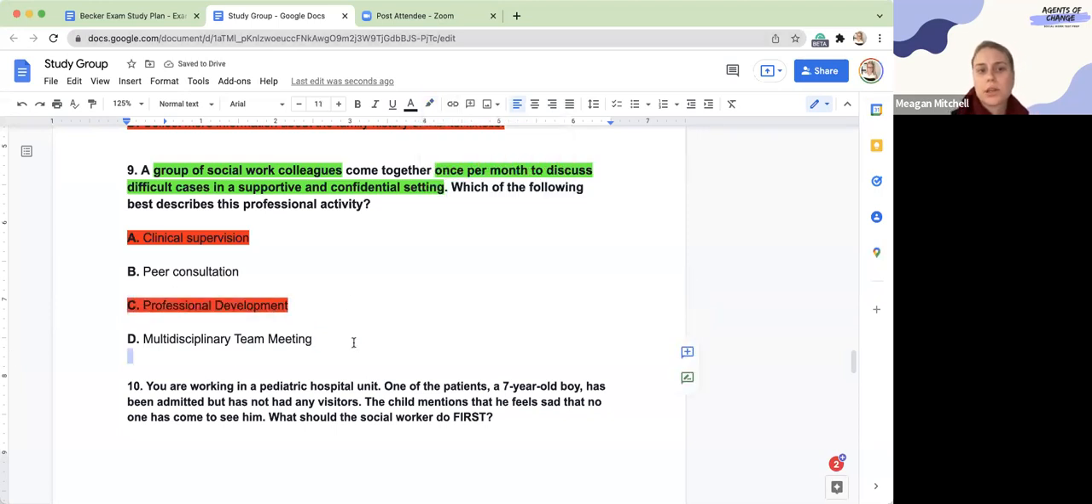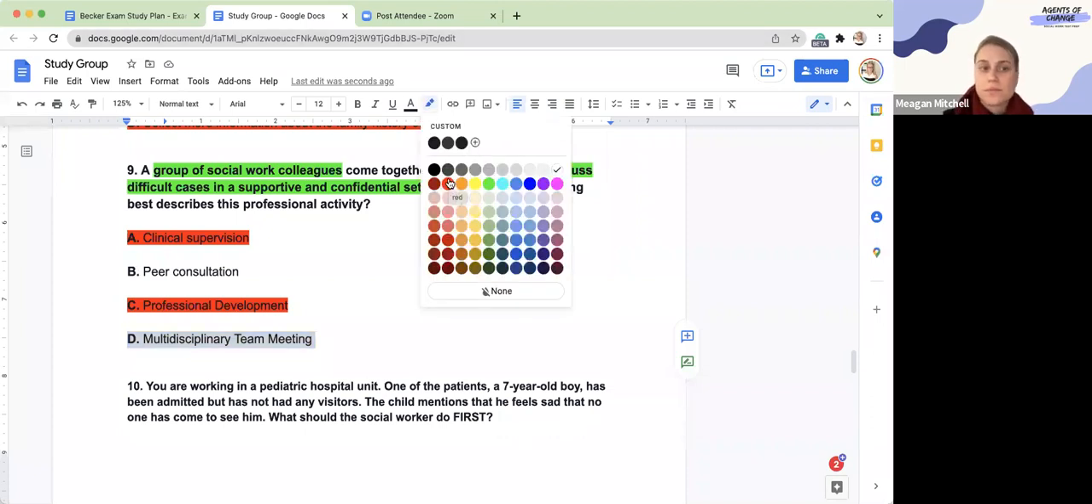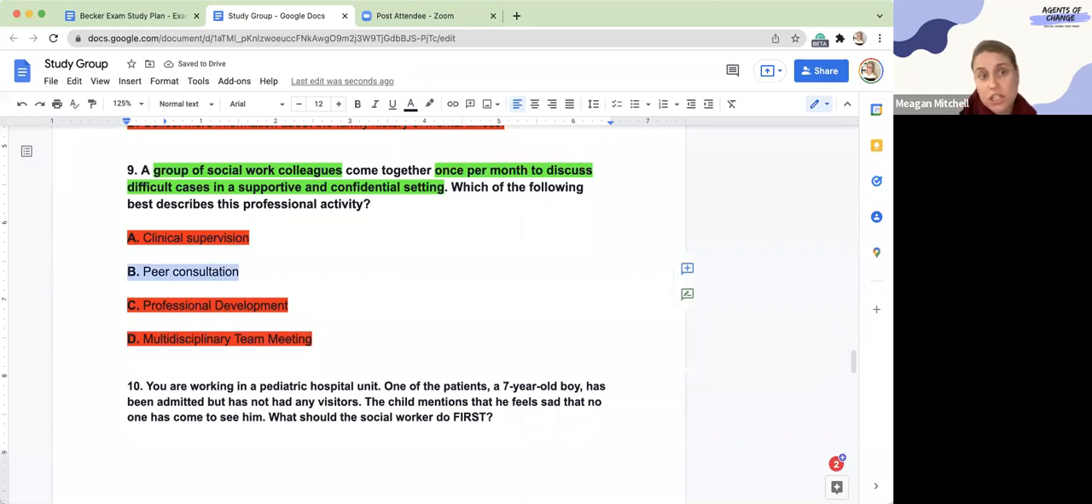Is this a multidisciplinary team meeting? Why or why not? We don't have enough information to know that we are meeting with other disciplines, right? We have here that we are social work colleagues, so it's not a multidisciplinary team meeting at this point. They might be having different client populations. We don't even know who these people are serving. There's not enough information. That is out. Peer consultation is the correct answer.